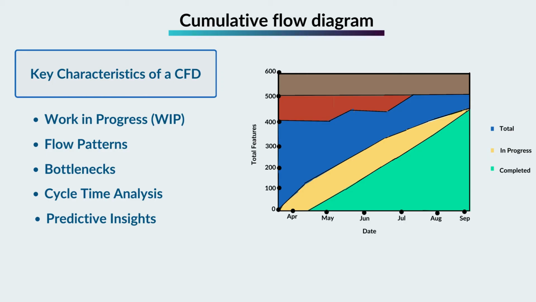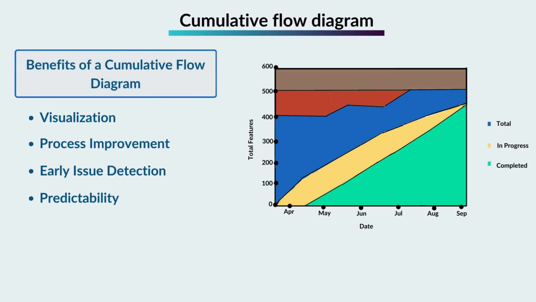For example, by analyzing historical data, teams can estimate when the project is likely to be completed based on the current rate of work item completion. Benefits of a cumulative flow diagram.